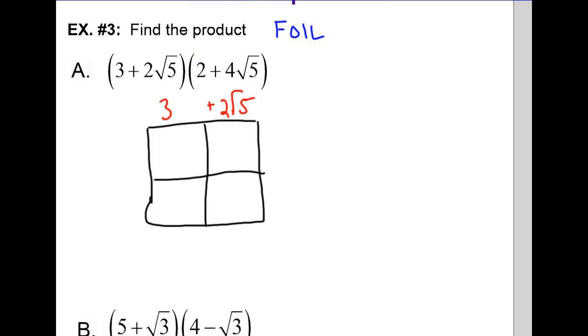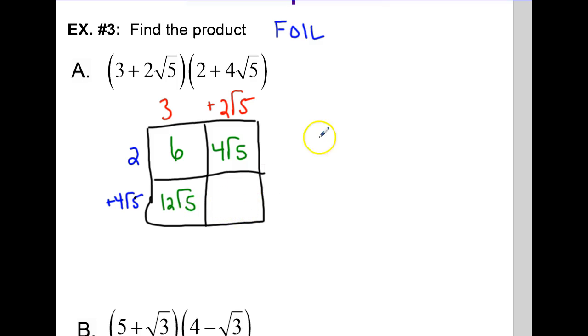And going down the side, I'm going to go 2 plus 4 radical 5. And inside each cell is going to be the product. So 3 times 2 gives me 6. In this box, I'm going to take 2 times 2 radical 5. I get 4 radical 5. Then I'm going to come over here and take 3 times 4 radical 5. That gives us 12 radical 5.